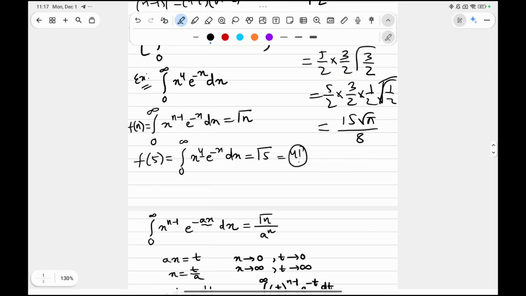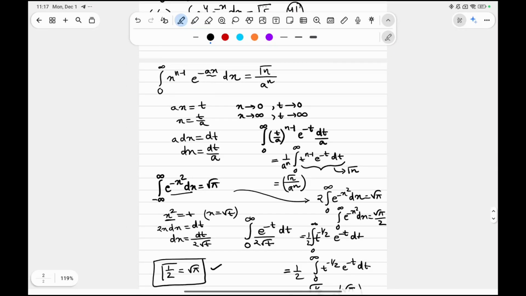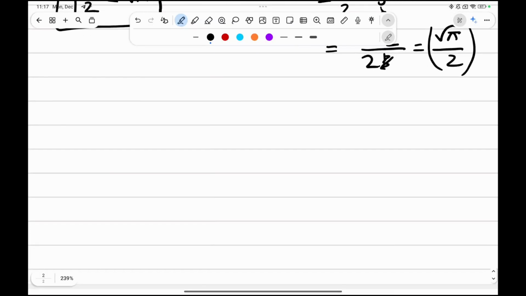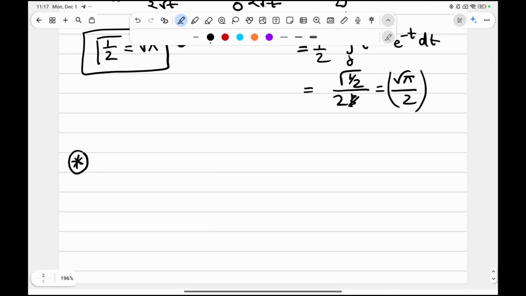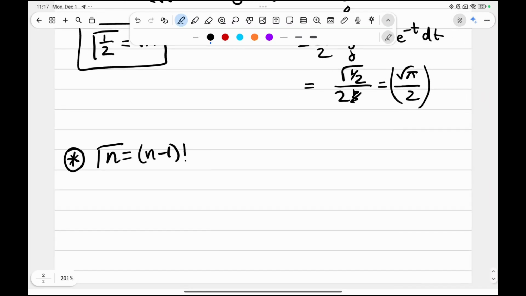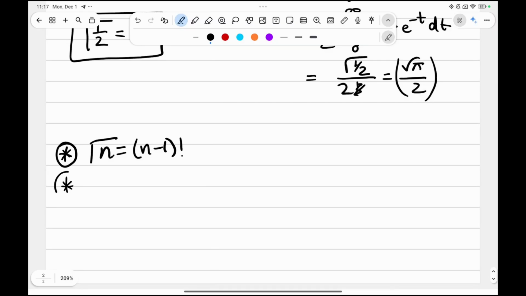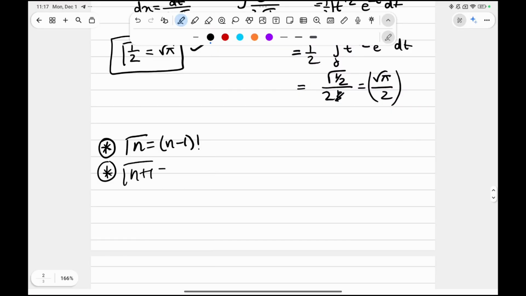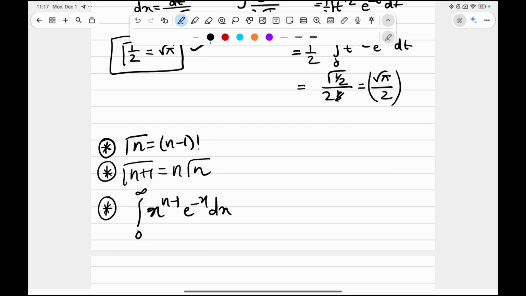Now this is all. I just want to summarize all the things that I have told in this video. The first formula that I taught is gamma of n equals (n minus 1) factorial. This is pretty basic, we all know that. Then gamma of n plus 1 is n into gamma of n. Then the third thing we learned is the integration from 0 to infinity of x to the power n minus 1 e to the power minus x dx equals gamma of n.